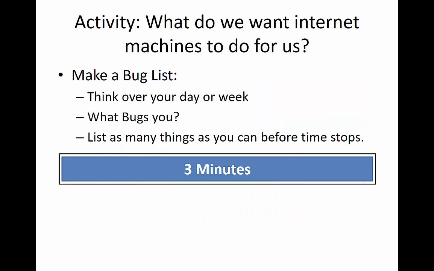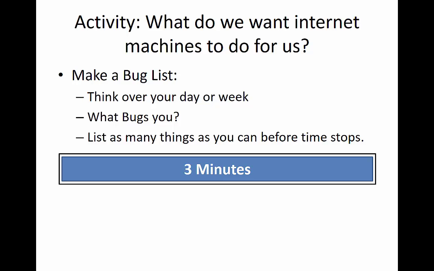So the next activity is kind of a side thing, but it's to frame what's going to happen next. The idea is, what do we want the Internet of Machines to do for us? The idea here is for the students to make a bug list. This is an entrepreneurship mindset activity where we want the students to make a list of the things that bug them. What are the problems that they encounter in their daily life? Think over the day, think over the week. What has made you angry? What's made you frustrated? And is there a way that we can solve these things?